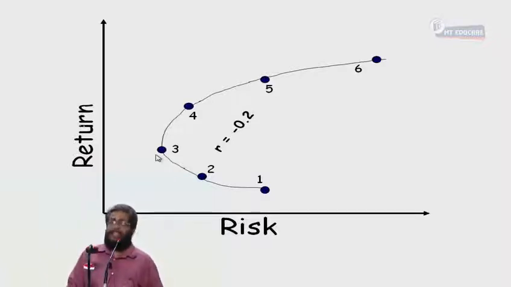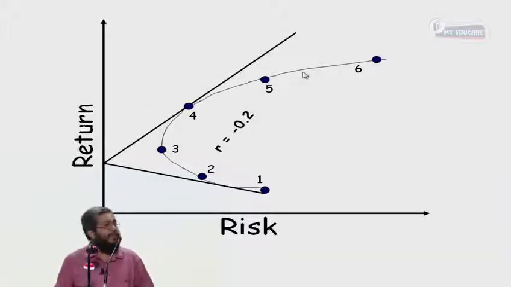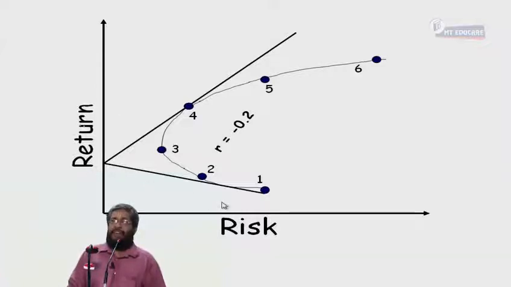And when the correlation is -1, the minimum variance portfolio will have what risk? 0 risk. For this combination of A and B, the efficiency frontier starts here and this line becomes the efficiency frontier. Yes or no? The line below this is inefficient because it is inefficient relative to the minimum variance portfolio, right or not?